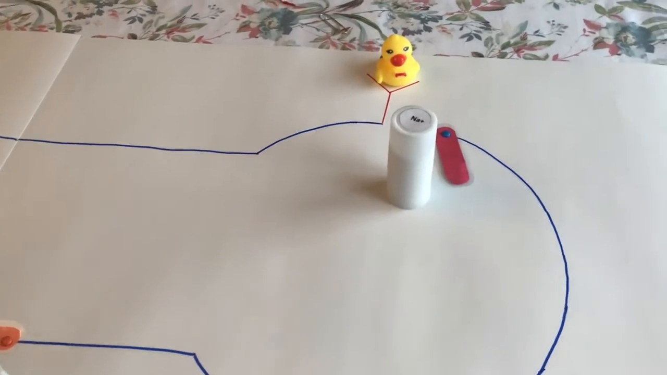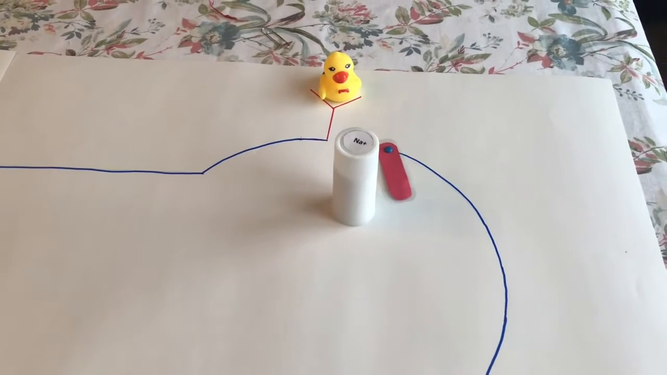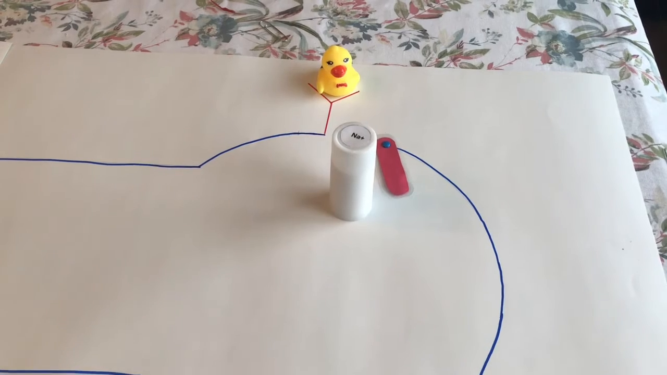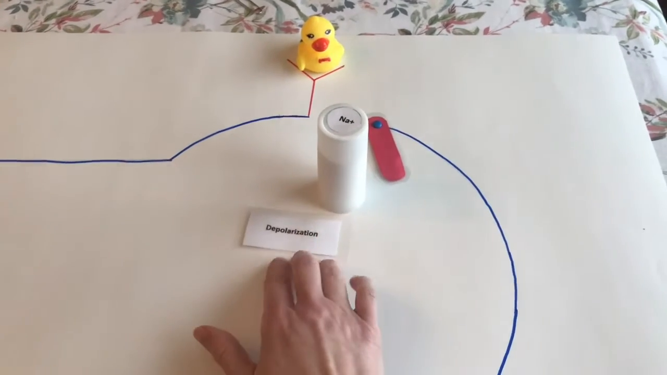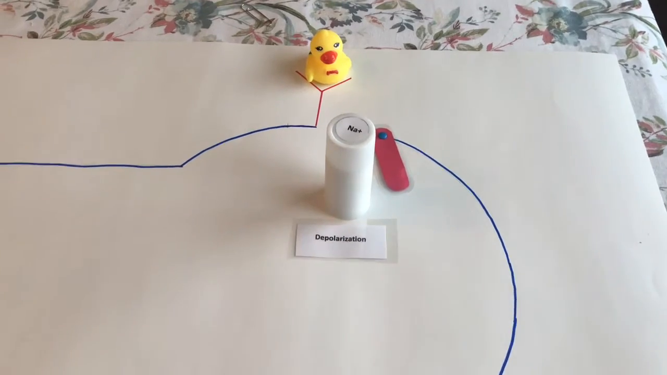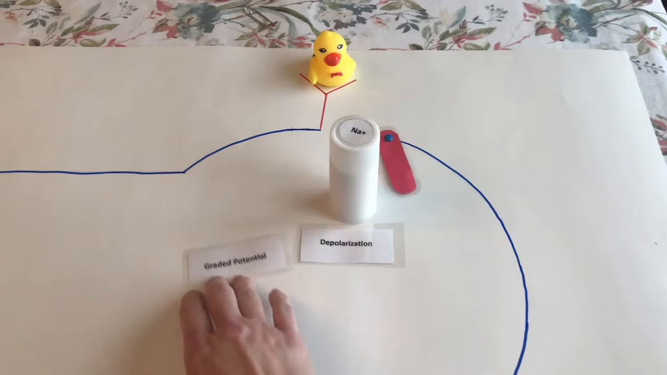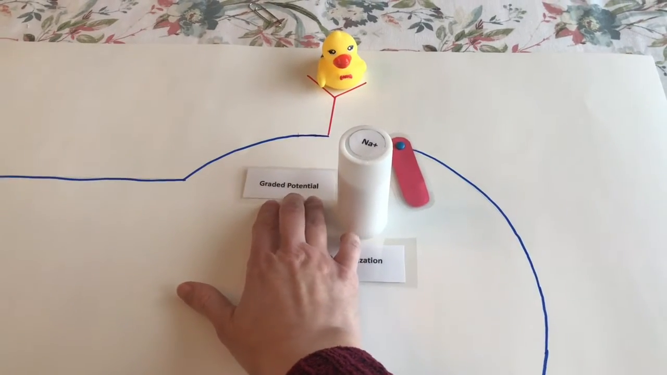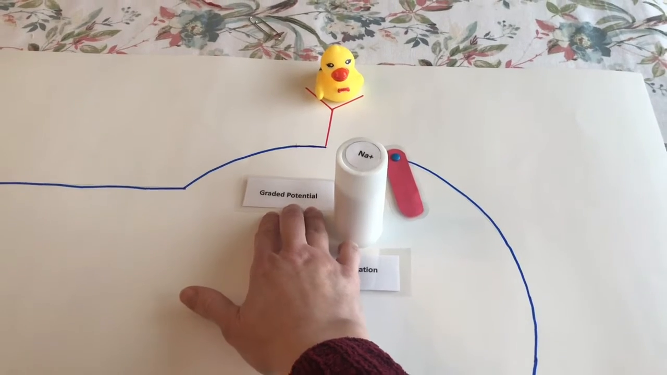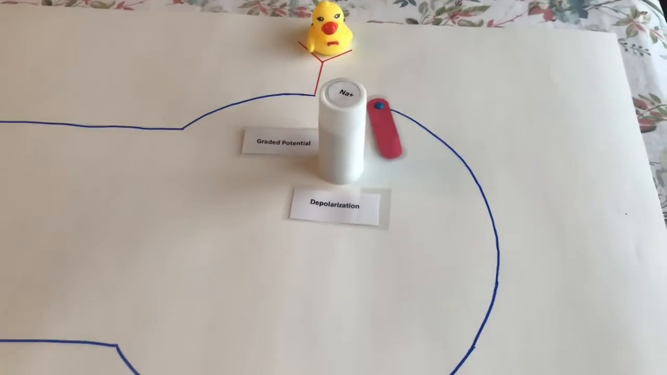Sodium is positive. So it is going to bring that resting membrane potential, which is normally negative 70 millivolts, to a less negative value, which means it's depolarizing it. When we have this happen in the cell body or the dendrites, it's called a graded potential, because the further we get from the stimulus, the less the effect is going to be of that stimulus.